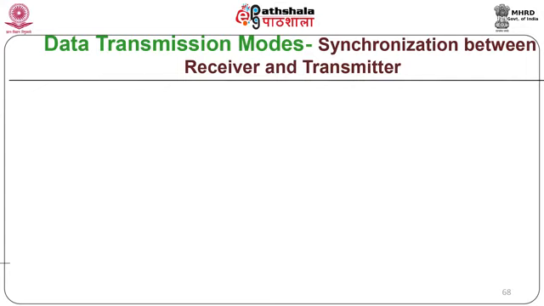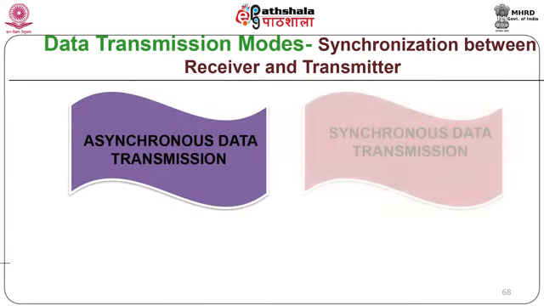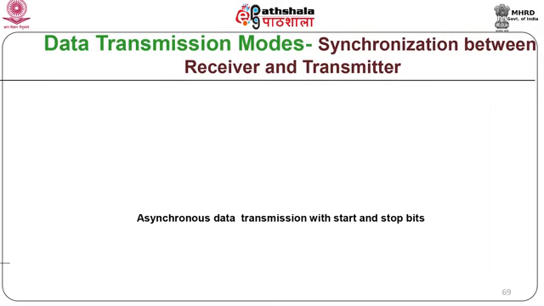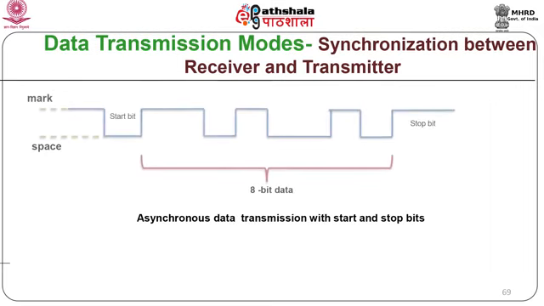Now we discuss the transmission modes based on the synchronization between receiver and transmitter. They are namely classified as asynchronous data transmission and synchronous data transmission. Asynchronous data communication. Each data word representing a single character has a start bit before the byte and a stop bit at the end of the byte for start-stop synchronization, or identifying the beginning and ending of the word.